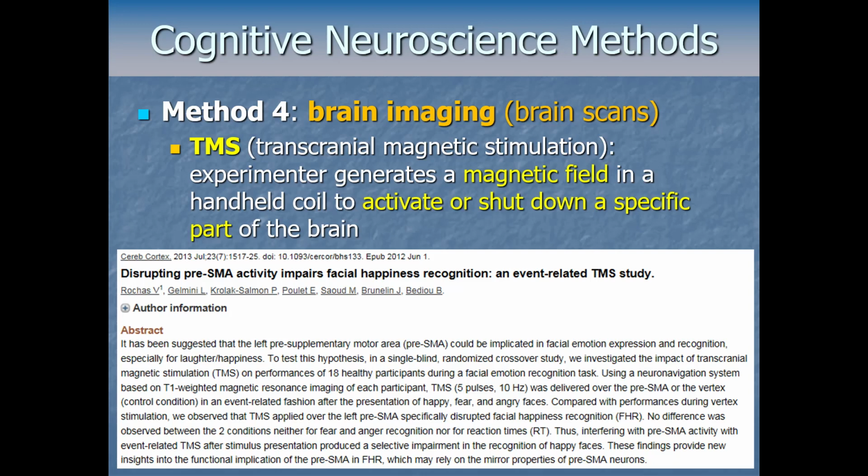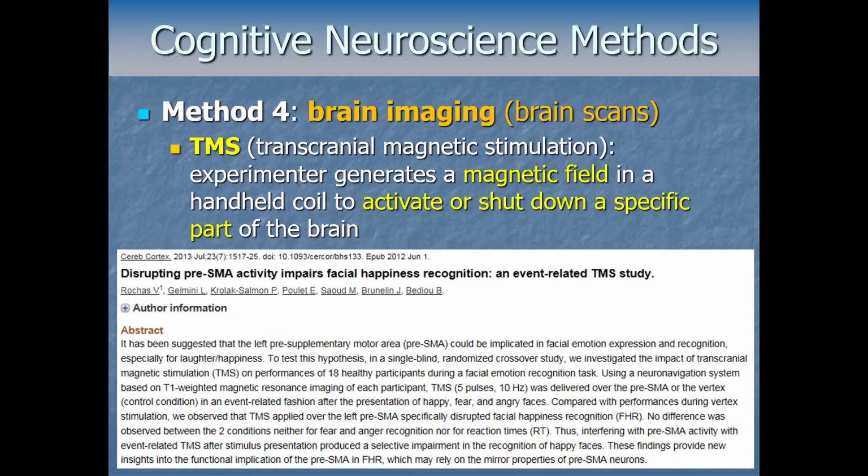To test this hypothesis, in a single-blind randomized study, we investigated the impact of TMS on performance of 18 healthy participants during a facial emotion recognition task. Skim over the details here, but they delivered TMS pulses to either the pre-SMA area that they're testing or to a control location elsewhere on the skull, just called the vertex. It's the top middle of your skull.